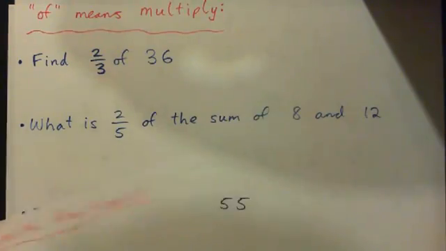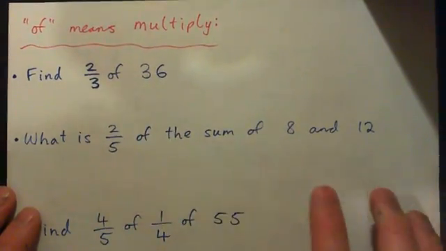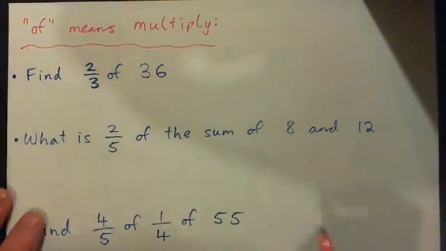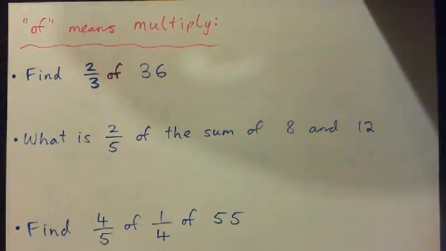And so let's start with when you've got to find 2/3 of 36. Now you might remember that "of" means multiply. Of course you can try and do that in your head. I mean, what do you think 1/3 of 36 would be? 1/3 of 36? 36 divided by 3 is 12, right? So 2/3 would be 24.